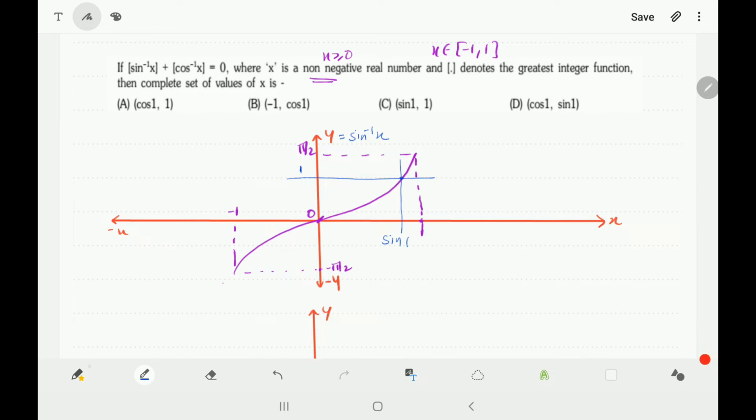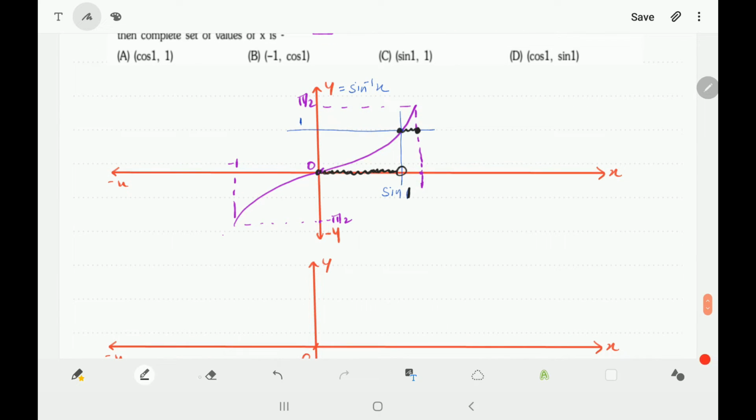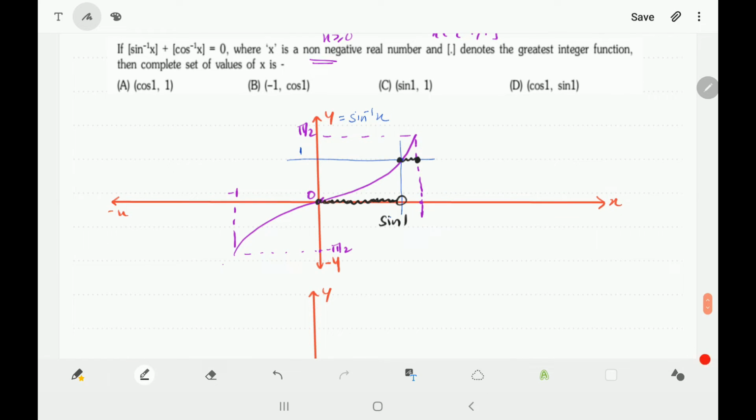Okay. Now you have to take the greatest integer of the function. So once you take it, these values are from 0 to 1, so the value will be 0. I'll be drawing it with the curly line. So this is 0 here, from 0 to sin 1. Okay. And here it will be 1, from sin 1 to 1. Is this clear? So from 0 to sin 1 we have the value as 0, and from sin 1 to 1 we have the value as 1. So this is value 1 and this is value 0.